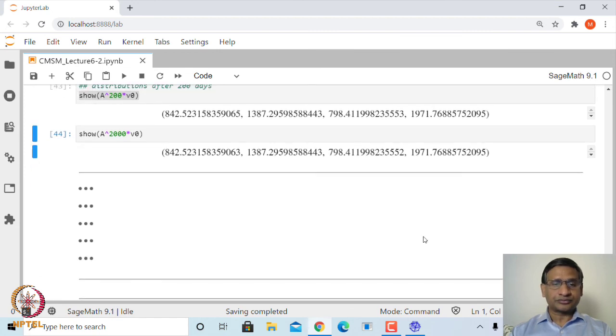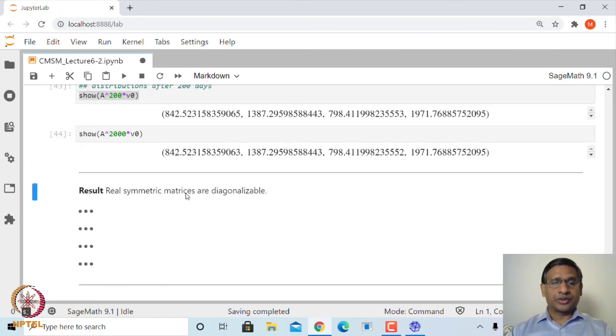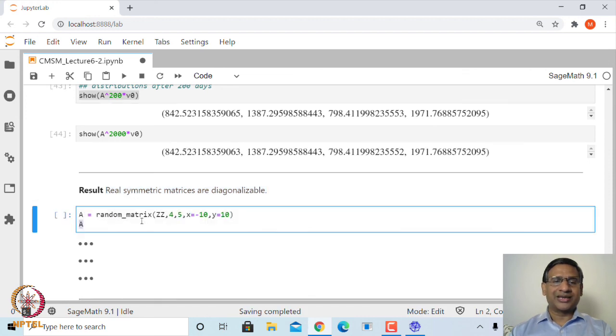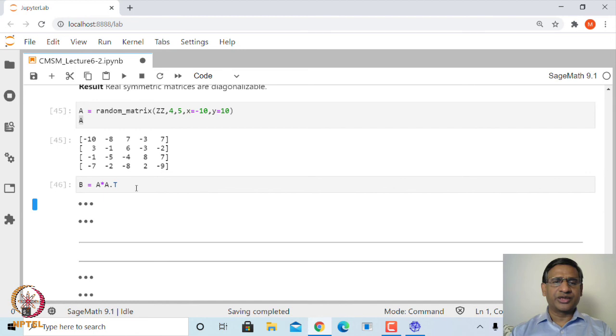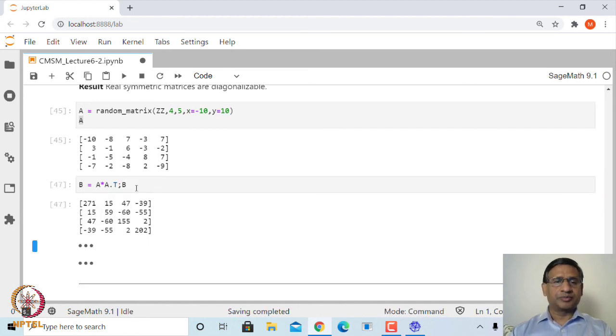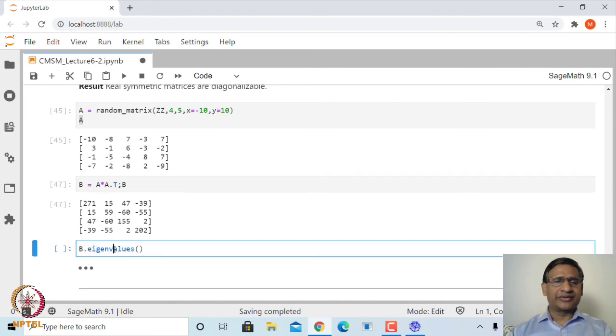So, let me at the end also look at this. If you have a real symmetric matrix, then it is always diagonalizable. So, for example, if I take any matrix A, let us say this is a 4 cross 5 matrix, and suppose from this I want to generate a symmetric matrix. How do I generate it? I can take A times A transpose, let us say matrix B. This B is going to be a 4 cross 4 matrix. Now, this is a symmetric matrix, or you could have taken A transpose A, that would have given you a 5 cross 5 matrix. And then let us find out the eigenvalues of B.